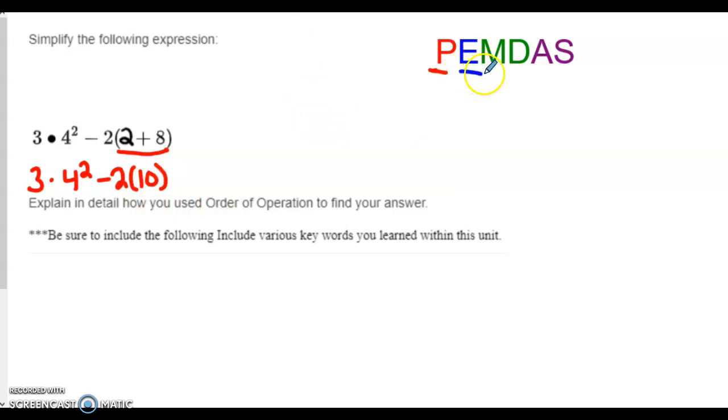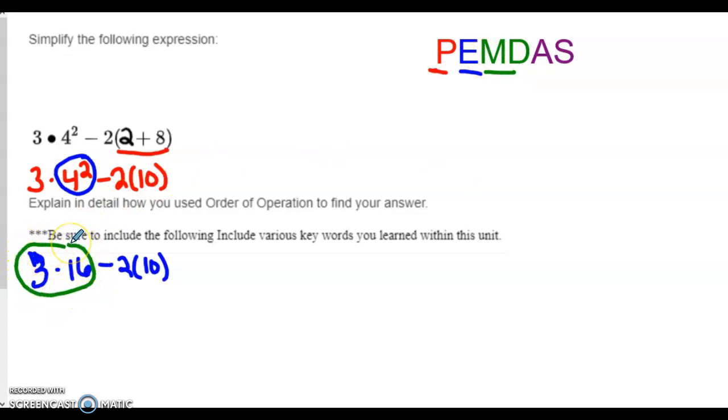Next, we have exponents. And we do have an exponent here, so I'm going to take care of that. 4 squared is 16. So I'm going to write everything else down where it belongs: 3 times 16 minus 2 times 10. For our next steps, we have multiply and divide. And remember, those are in the same step, so you just do whichever one comes first. In this case, we have 3 times 16 first. I'll get 48. And then I also have negative 2 times 10, and I'll get negative 20.